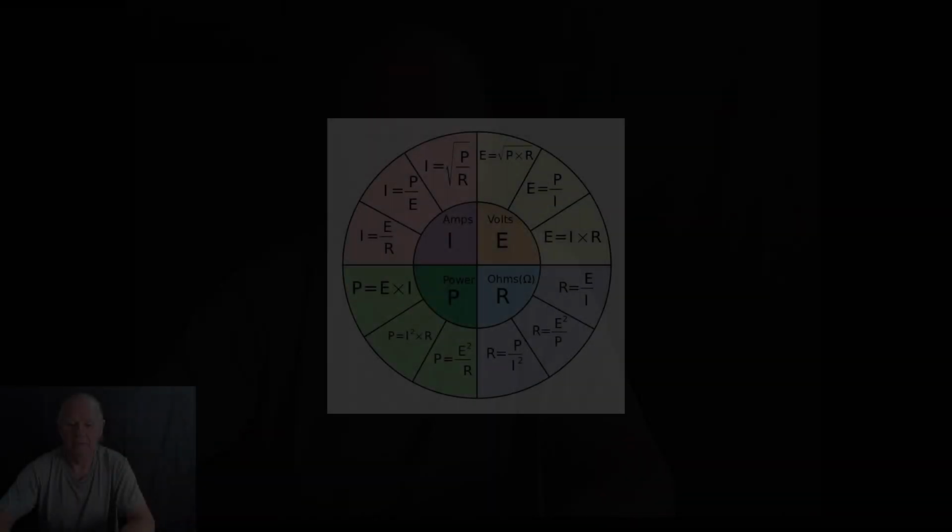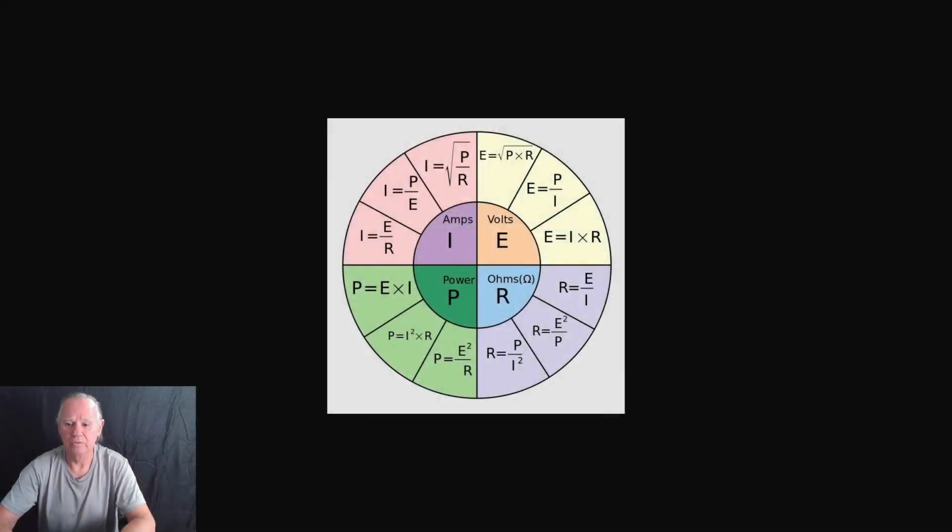Ohm's Law has 2 basic formulas. The first one is E equals I times R. The other one is P equals E times I. And from those 2 formulas, you can derive many other formulas, and Ohm's Law wheel seems to take care of that. The inner circle shows the thing that you're looking for.